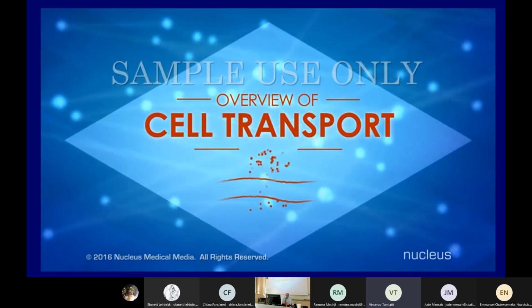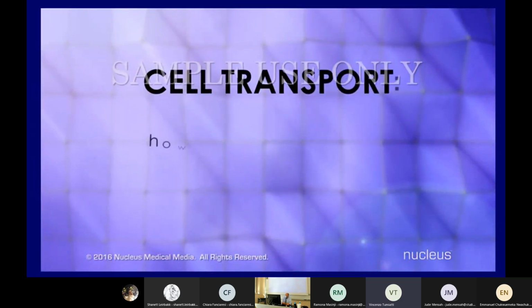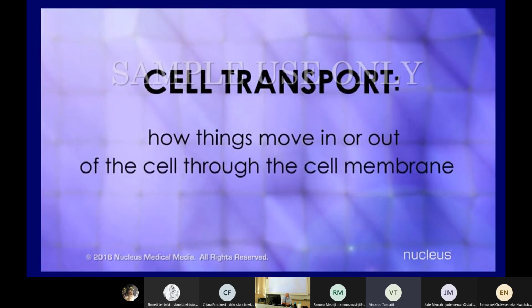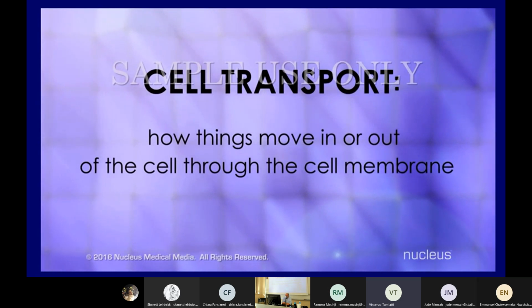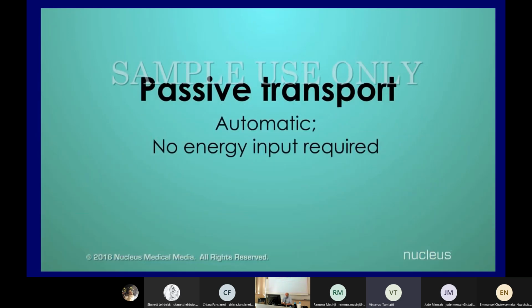Cell transport. Cell transport is the process of how things move in or out of the cell through the cell membrane. There are two broad categories of cell transport. The first category is passive transport. For a cell, passive transport means it's an automatic process that doesn't require any input of energy.